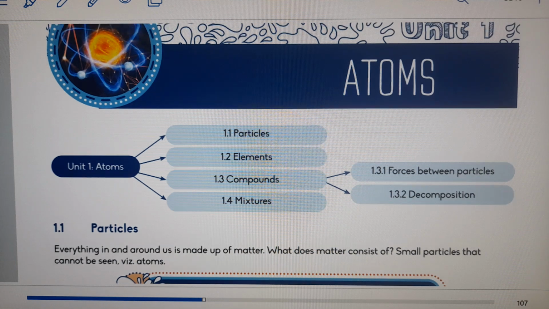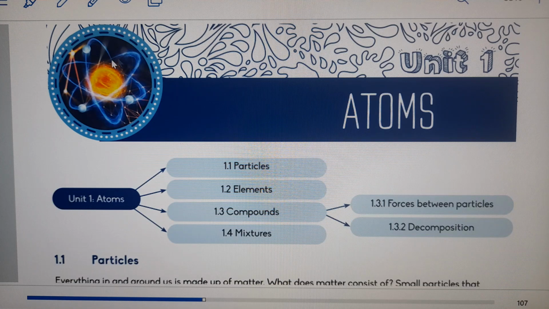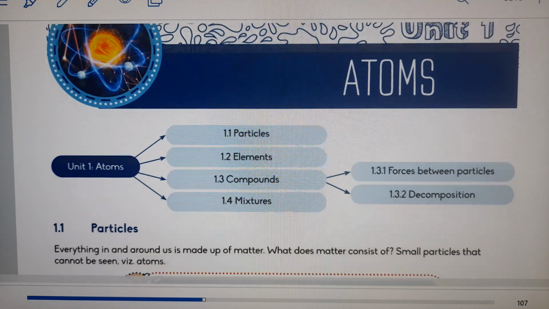Okay, actually I forgot to show you. You see, this is an atom, this is a nucleus, and these are electrons moving around the nucleus. Just an interesting observation from me.